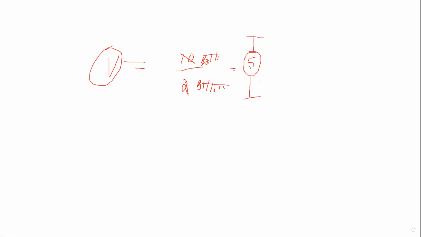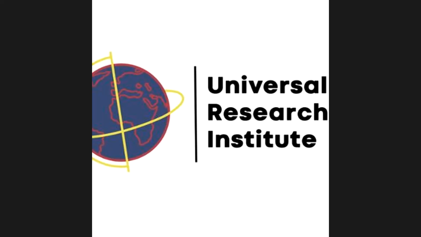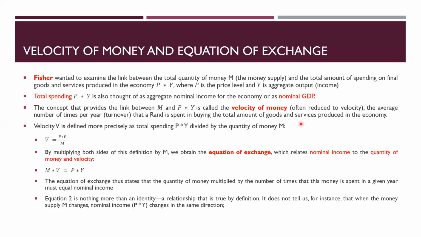it has been spent 5 times in the entire year in buying goods and services. So this is what we are referring to as the velocity of circulation: the rate at which money is exchanging hands. In other words, we are looking at the average number of times per year, which is turnover, that a rand has been spent in buying the total amount of goods and services. So this is the formula for computing your velocity of circulation.